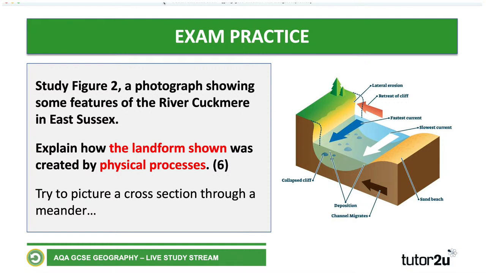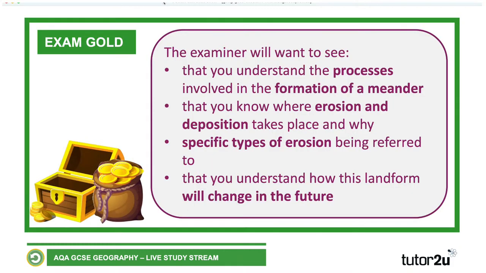Let's have a look at the exam gold, the things that the examiner will be really looking for when they're marking your answer. They're going to want to know that you really understand the processes involved in the formation of a meander and those bends. And they're going to want to know how that might change in the future. The way you show them that you understand how this landform will change in the future is by knowing where erosion and deposition take place and why they take place, and what that's going to do to the shape of this landform as you move further down the river and as it changes over time.